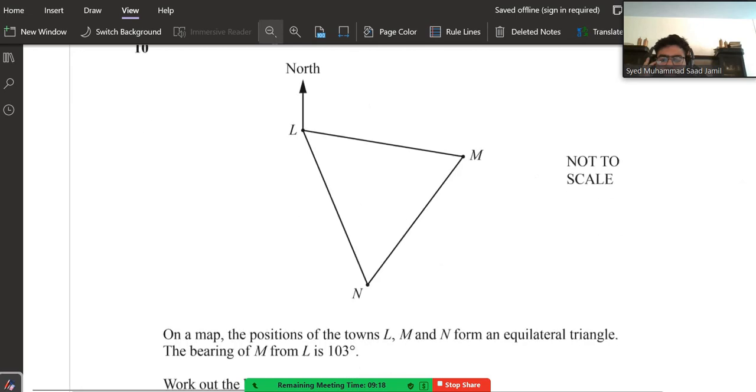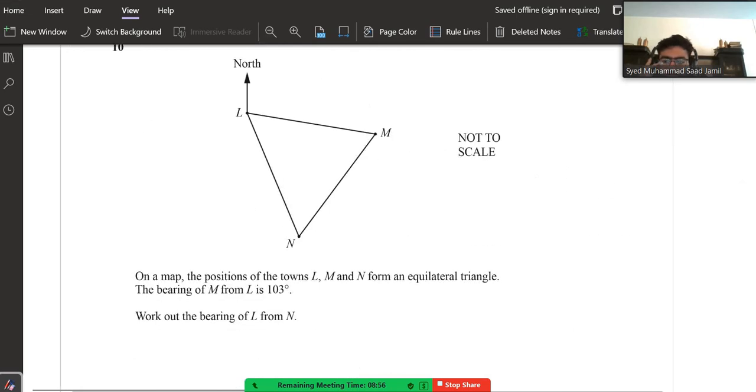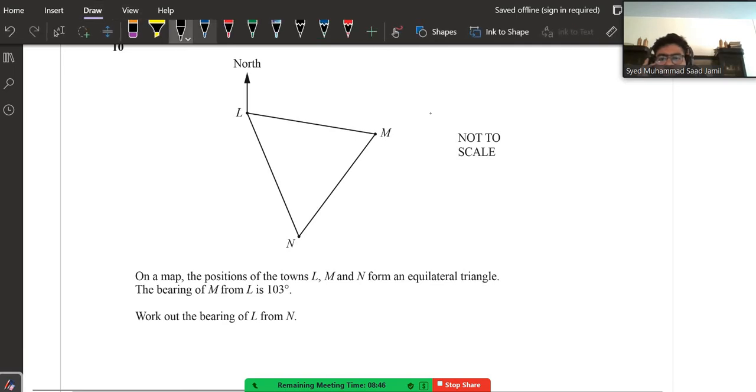Moving on to our next question. On a map, the positions of towns L, M and N form an equilateral triangle. What does equilateral basically mean? That all the sides of the triangle are the same. It's going to be 60, 60, 60.